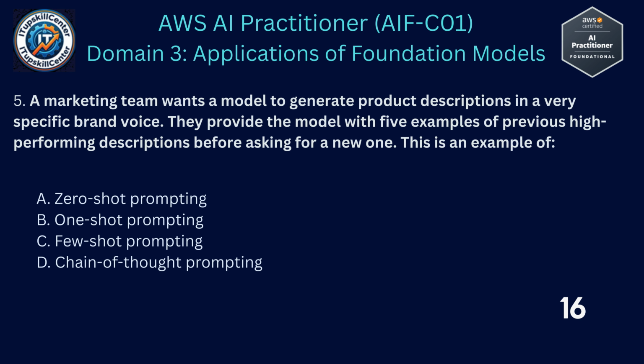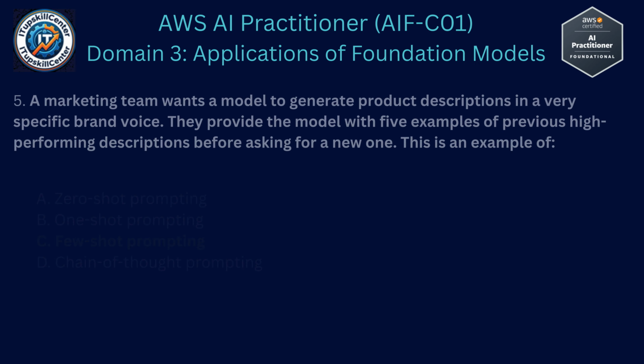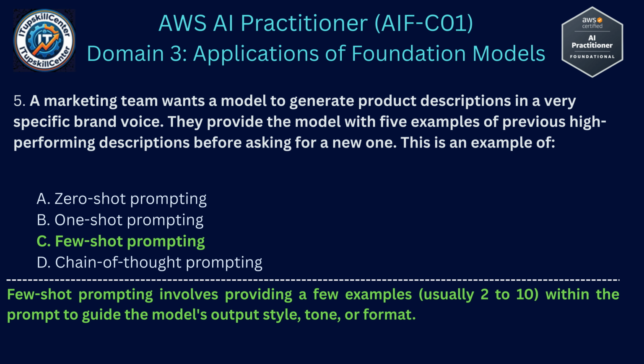A marketing team wants a model to generate product descriptions in a very specific brand voice. They provide the model with 5 examples of previous high-performing descriptions before asking for a new one. This is an example of few-shot prompting, which involves providing a few examples, usually 2 to 10, within the prompt to guide the model's output style, tone, or format.